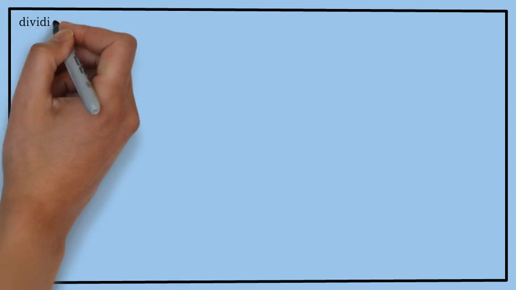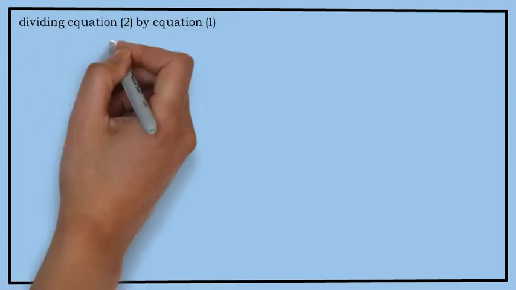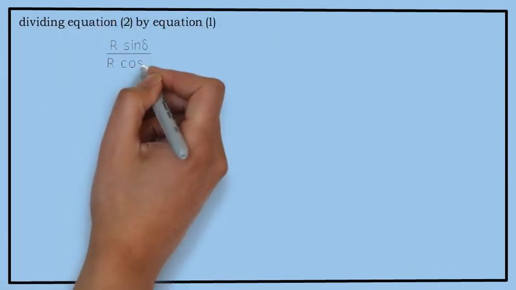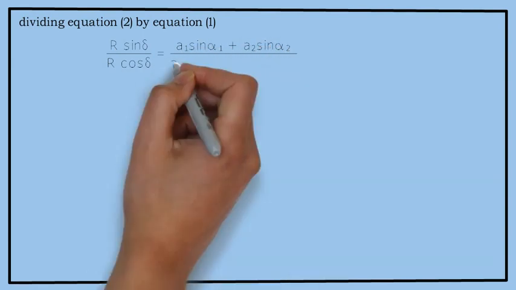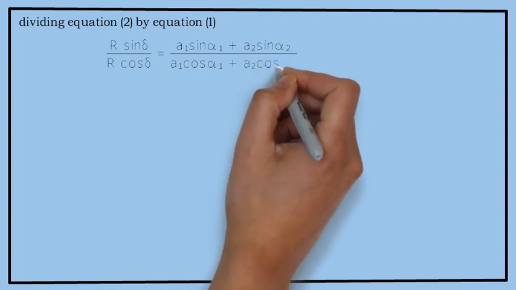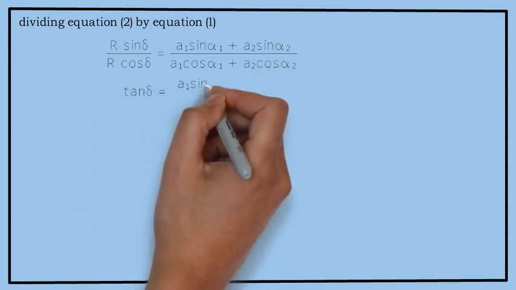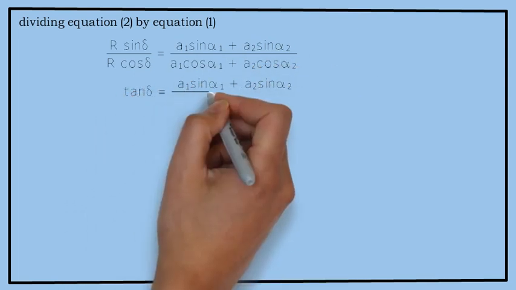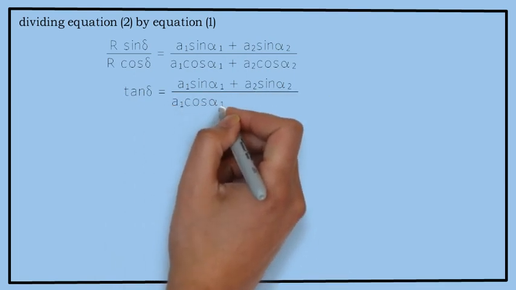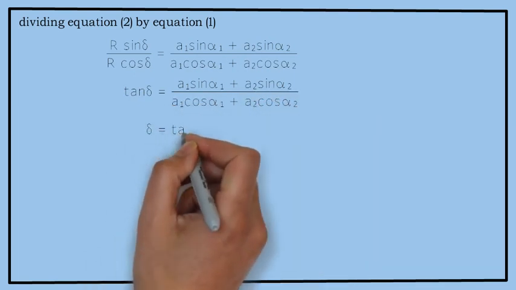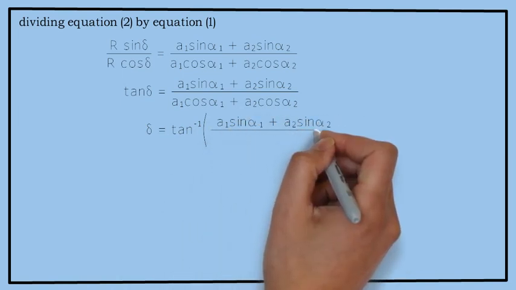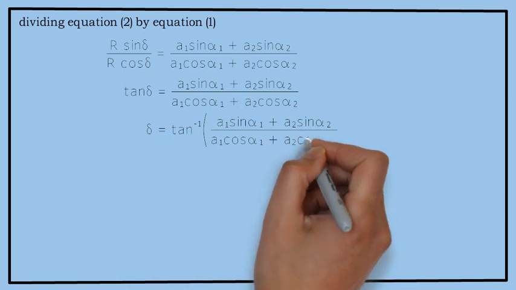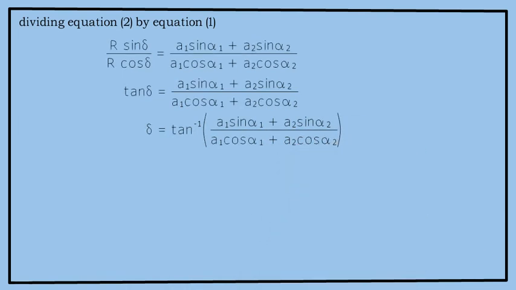Now to find out the value of delta, divide expression 2 by 1. That is r sin delta upon r cos delta is equal to A1 sin alpha 1 plus A2 sin alpha 2 upon A1 cos alpha 1 plus A2 cos alpha 2. R gets cancelled. You get sin delta by cos delta, that is tan delta. On the right hand side we get A1 sin alpha 1 plus A2 sin alpha 2 upon A1 cos alpha 1 plus A2 cos alpha 2. So delta would be tan inverse of the whole bracket.